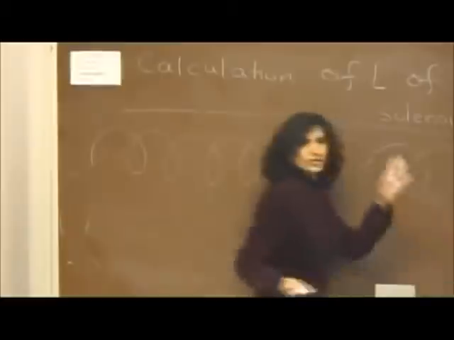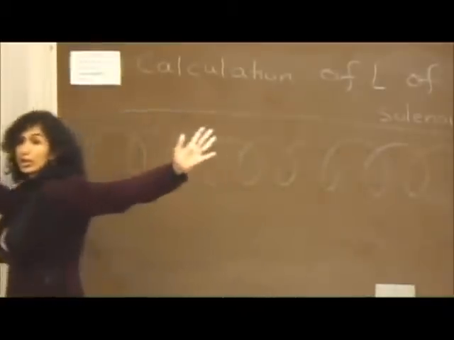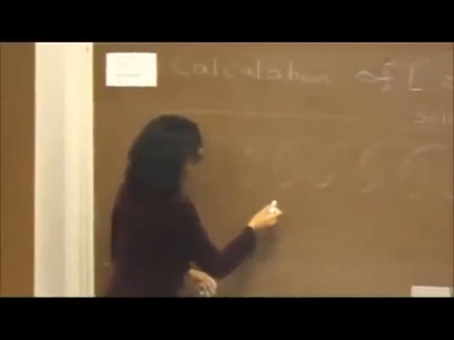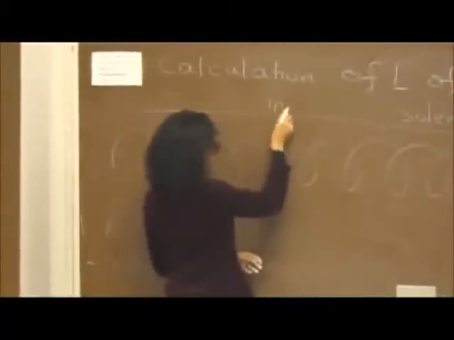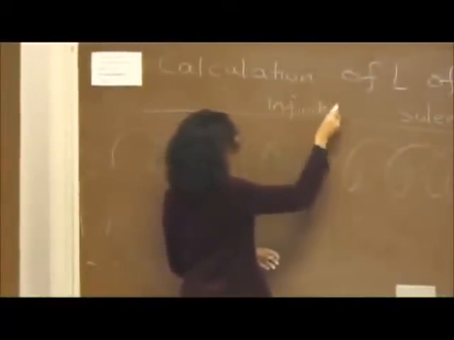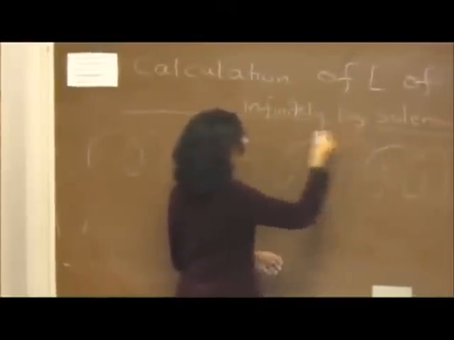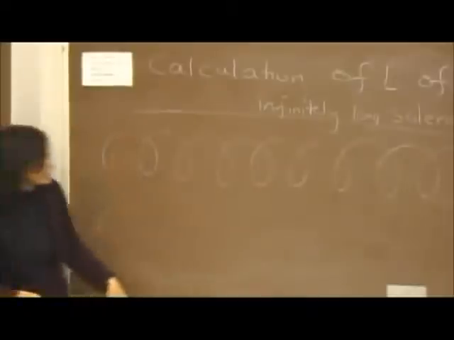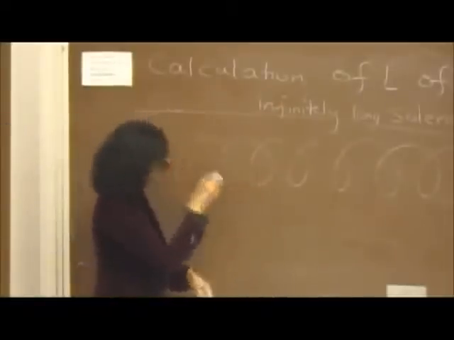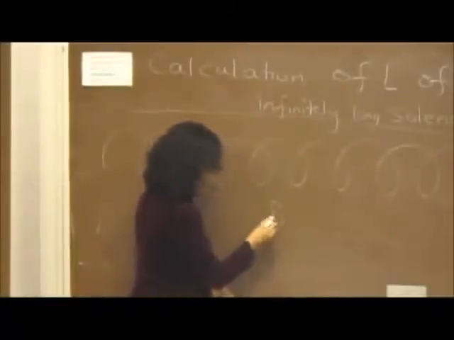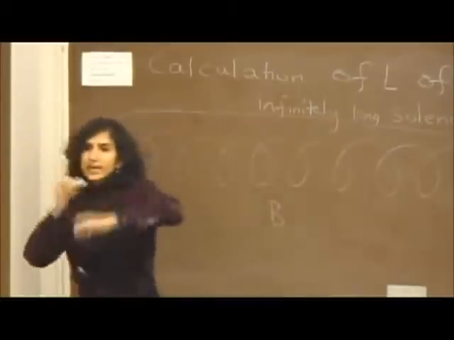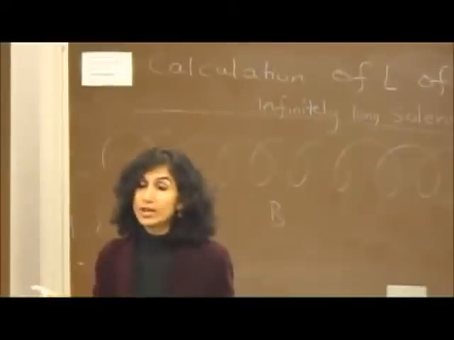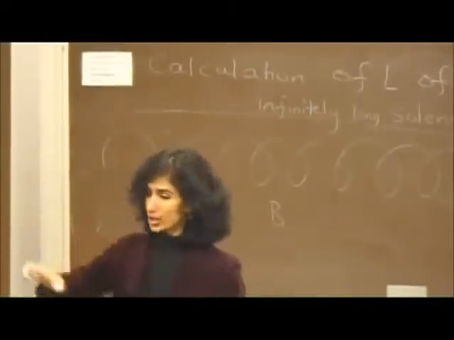And of course we are going to consider that the solenoid is infinitely long. That means extremely long compared to the radius, and very, very tightly wound. Do you remember from a long time ago that we said the magnetic field due to a very tightly wound infinitely long solenoid is along the axial direction?